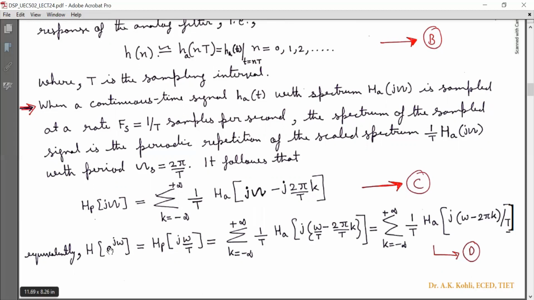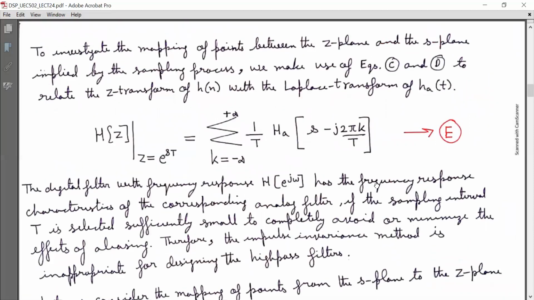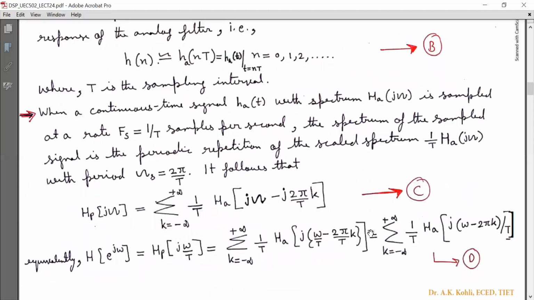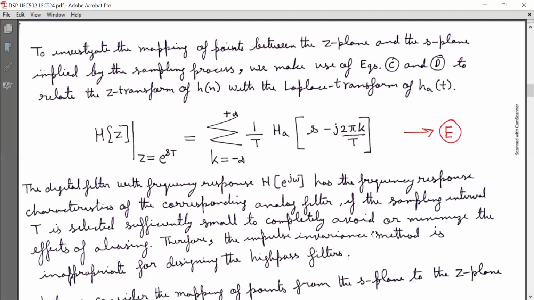So we have three expressions B, C and D based on sampling. Now to investigate the mapping of points between the Z plane and S plane implied by the sampling process, we make use of equations C and D. Once more, we look at C and D to relate the Z transform of h(n) with the Laplace transform of h_a(t).